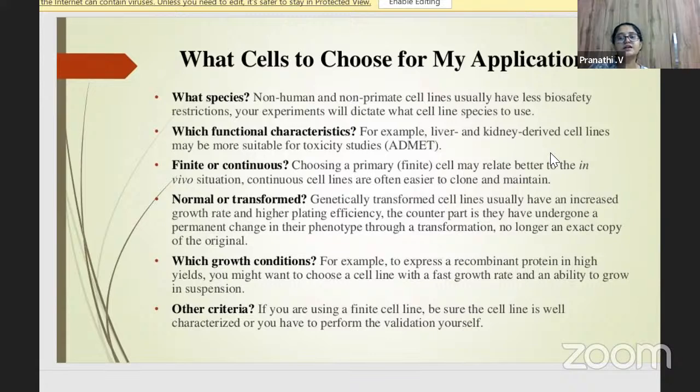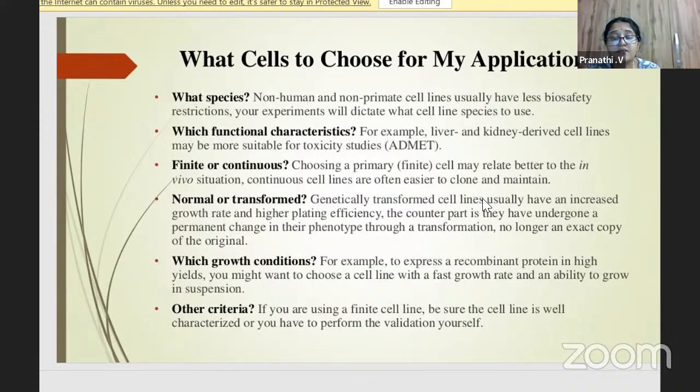Liver detoxifies, and at the same time it helps in all metabolism. Kidney is your primary blood filtering organ. So mostly for toxicity studies, you're going to look at your kidney and liver derived cell lines. And for cloning and for different kinds of cell studies, you're going to look at your cell lines. And whether it is normal or transformed, depending upon that, the organism can be chosen.